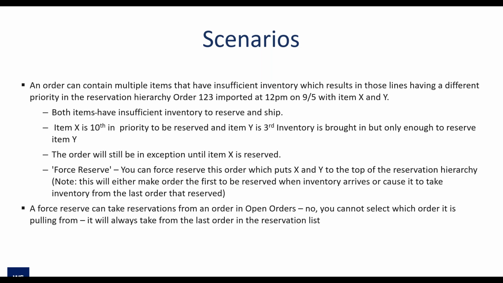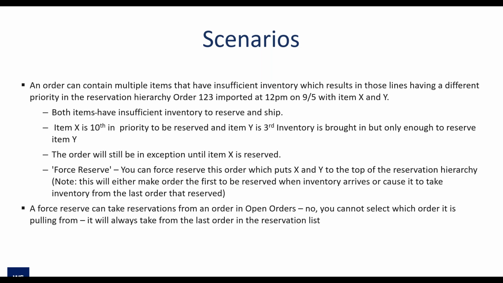An order can contain multiple items that have insufficient inventory, which results in those lines having different priority in the reservation hierarchy. So order number 123 is imported at 12 p.m. on September 5th with items X and Y. Both items have insufficient inventory to reserve and ship. Item X is 10th on the priority line to be reserved, and item Y is 3rd. You've only brought in enough inventory to reserve item Y. The order will still be in exception until item X is reserved.